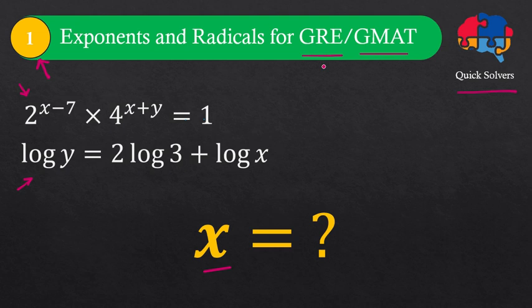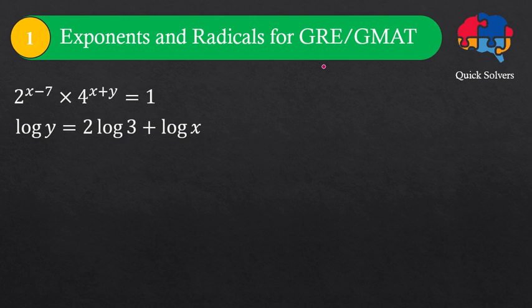To solve this question and find x, I'll first try to simplify this equation and define y based on x, and then try to replace y in this equation and find what x is. Well, here actually we have two equations and two unknowns. The unknowns are x and y, and the equations are this one and this one. So let's see how we can solve this.